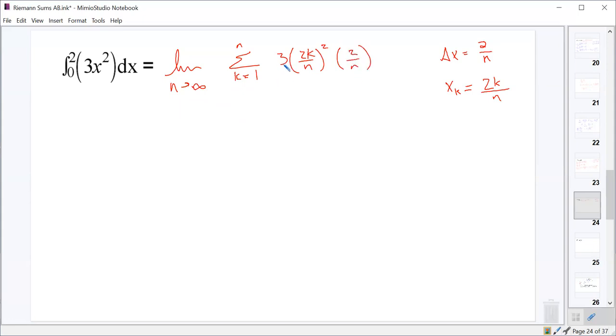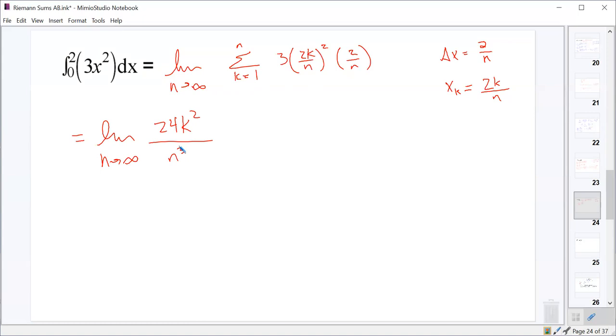And so f of x sub k is 3 times x sub k squared. And then delta x is 2 over n. Not getting a lot of response out there. Are we all right with that or no? Yes. All right, cool. So now multiply it all together. 2k over n squared in the numerator gives us 4k squared. All right, so 4k squared times 2 is 8k squared times 3 is 24k squared. So we've got a limit as n approaches infinity of 24k squared over the n squared from this, times another n is an n cubed. Everybody good there?